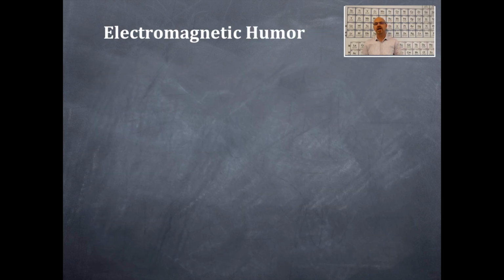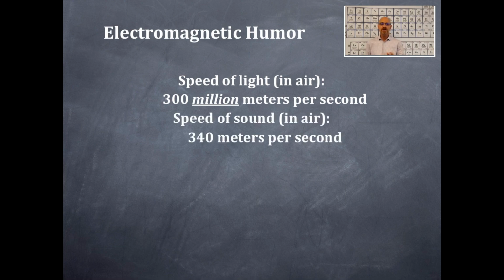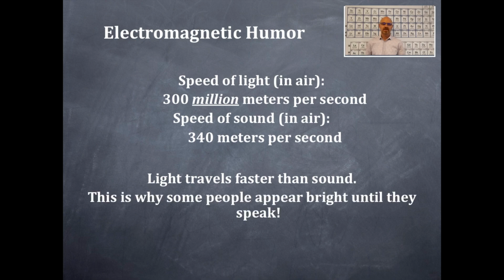Here's some electromagnetic humor for you to grasp a hold of. The speed of light in air is 300 million meters per second. That seems pretty fast. The speed of sound in air is 340 meters per second. Not nearly as fast. Light travels faster than sound. This is why some people appear bright until they speak.